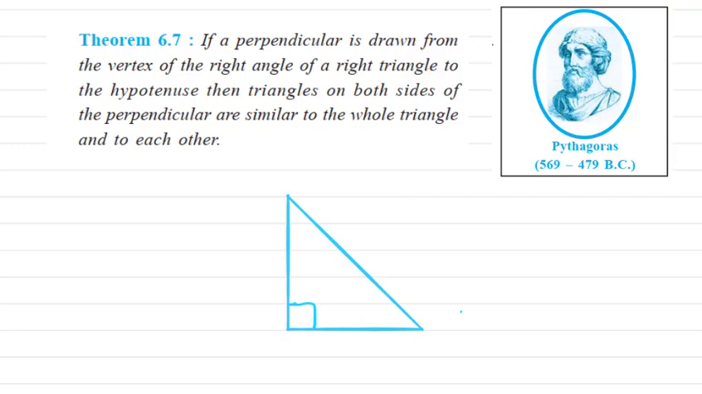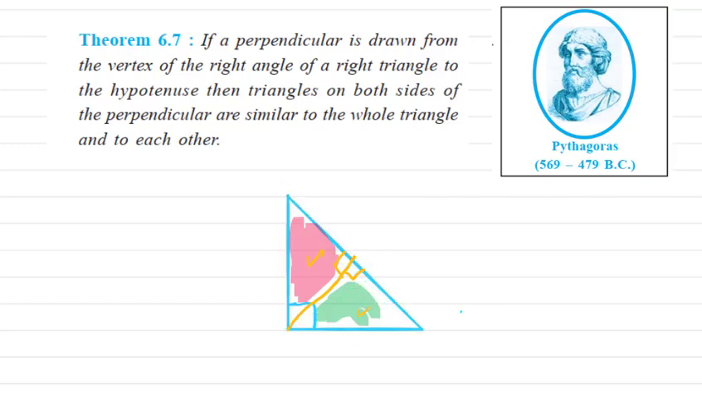It states that if a perpendicular is drawn from the right angle to the hypotenuse of a right angle triangle, then the triangles on both sides, you can see this triangle and this triangle, both the triangles will be similar. So this triangle will be similar to the bigger triangle, and also these three triangles will be similar to each other. So that means this pink triangle and this triangle both are similar to the given triangle. So that means all the three triangles are similar to each other.